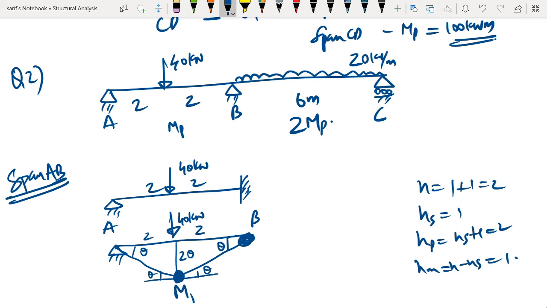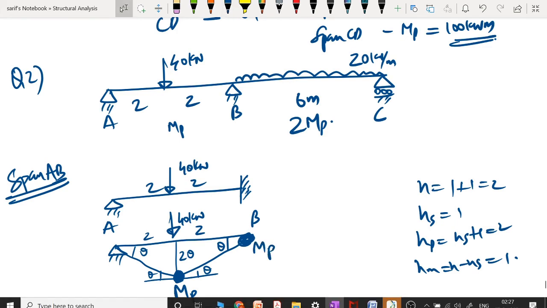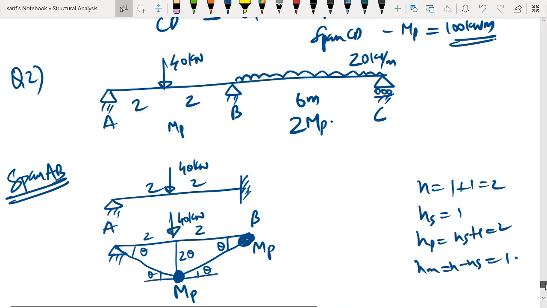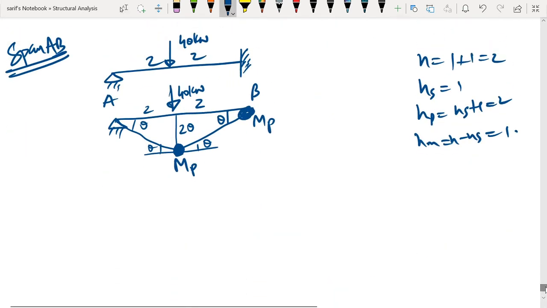And this is MP. B is the junction of two values, that is MP and 2MP. We have to choose the lower value. So the geometry of the mechanism is completed. Once the geometry of the mechanism is completed, we can apply the virtual work equation.